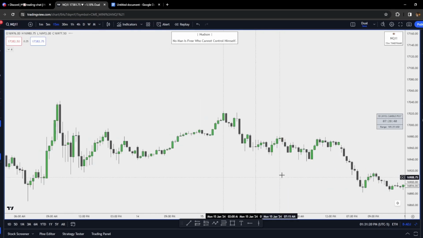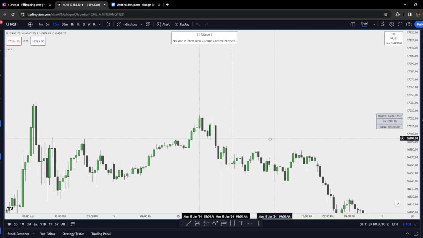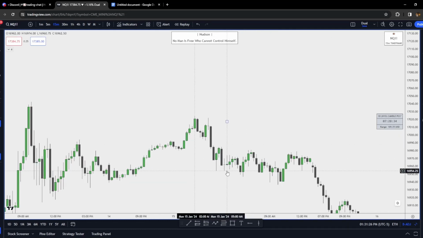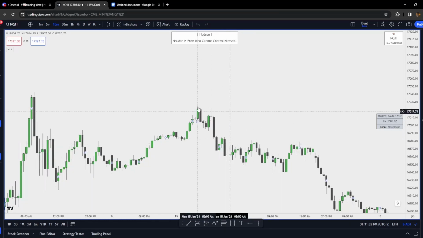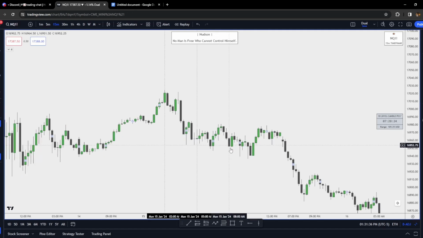So here we are on the 15-minute chart, and I have the London kill zone marked out. So what time did this down move occur? At 2 o'clock. So as soon as London kill zone opens, we start the move to the downside. Now, when London kill zone ends, what do we do? We just accumulate. We are just accumulating in this area after London kill zone has finished.